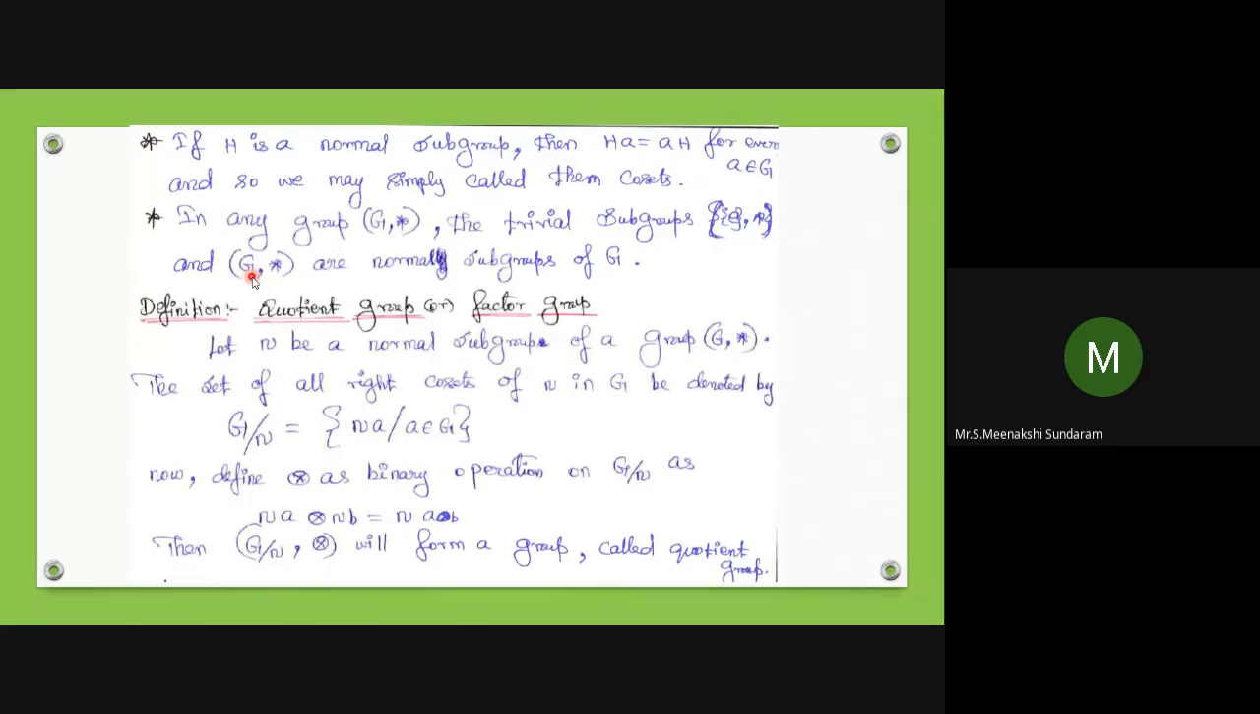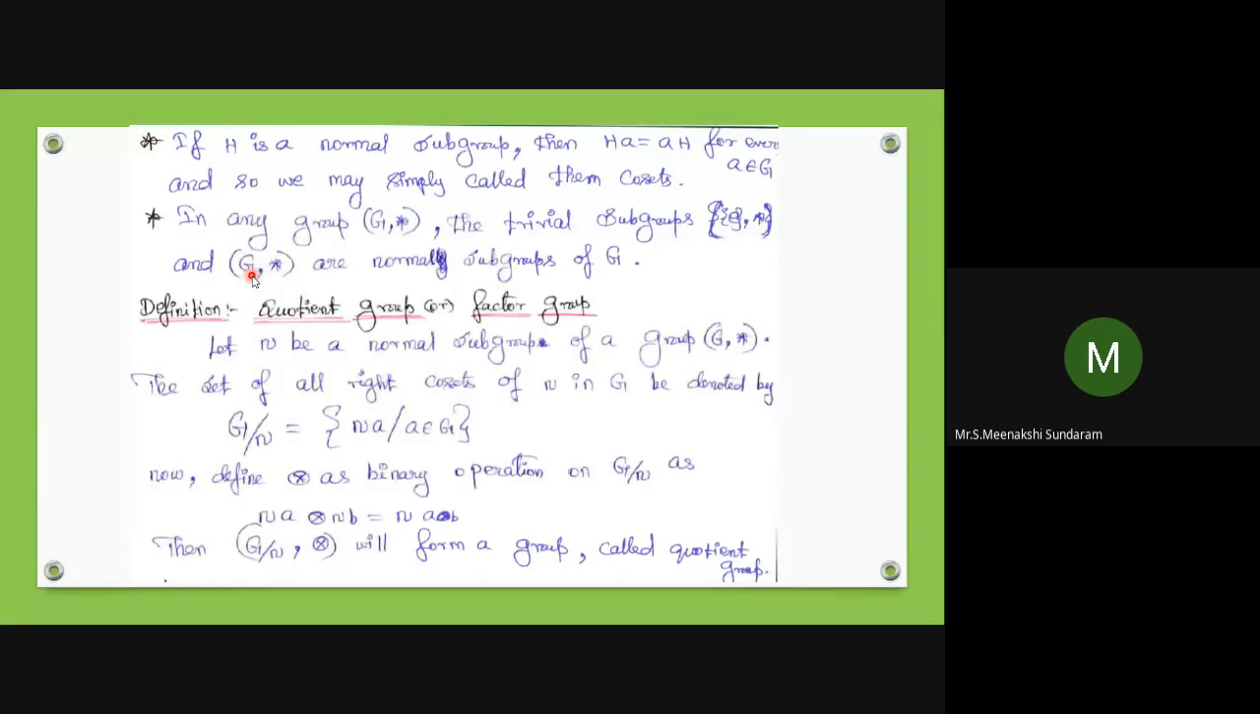Normally we can call a subgroup H, but for a normal subgroup we use the notation N. The set of all right cosets of N in G is denoted by G over N, that is equal to the set of all Na such that a belongs to G. G over N, divided, the quotient, we write it like a P by Q fraction. So G over N is equal to the set of all Na such that a belongs to G.